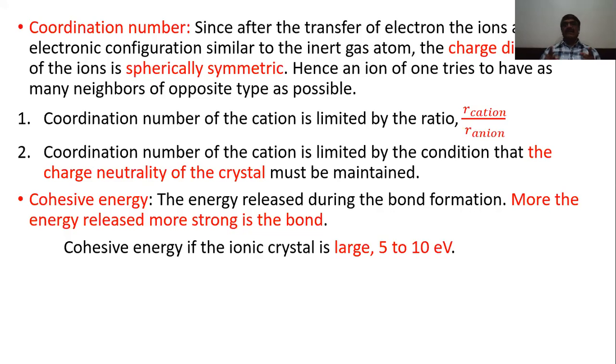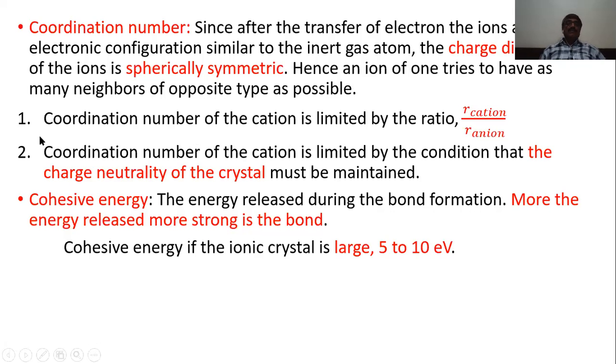So what happens here is that the charges of the positive and negative ions are spherically symmetric. That means attraction and repulsion between the ions is possible from all sides. And as attraction dominates the repulsion, one ion tries to have as many neighbors of the opposite type as possible, because it is Coulomb's attraction, electrostatic attraction, that is possible between a positive and a negative ion. Hence, an ion of one kind, either positive or negative, tries to have as many neighbors of opposite charge as possible.